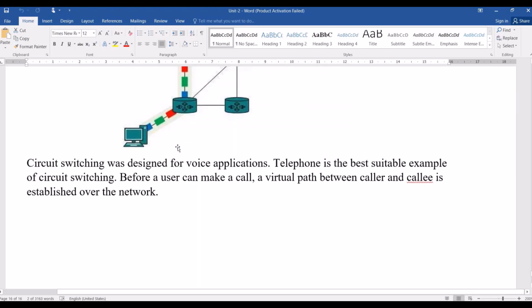Circuit switching was designed for voice communications. In our voice communications, our mobile phone, 3G GSM network, and telephone line, the PSTN network, all these are using the circuit switched network. Telephone is the best suitable example of circuit switching. Before users can make a call, a virtual path between the caller and callee is established over the network. That's clear. So it establishes the connection. Okay, now we finish unit 2.